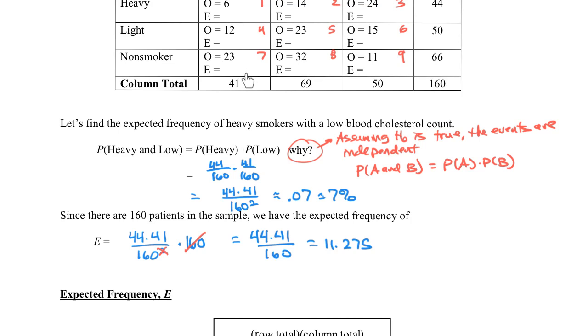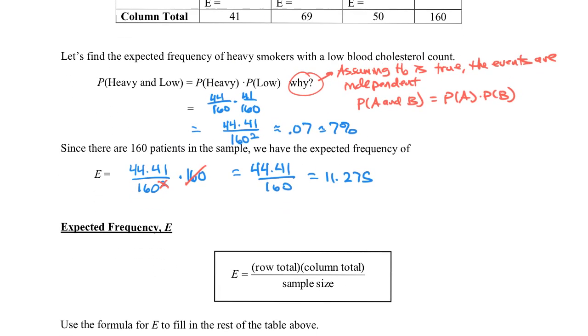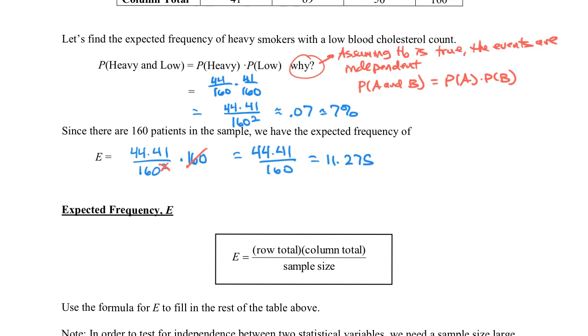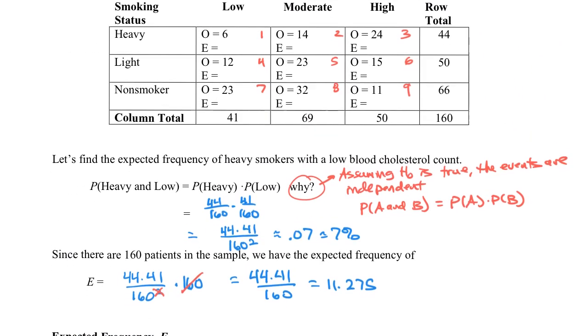41 is the low blood cholesterol count column, and 160 is here. So that's summarized in this little table here, which makes it really easy. To find E, it's actually easier than it looks. You just take the row total times the column total and divide by the sample size. So, in other words, if I go back up here.